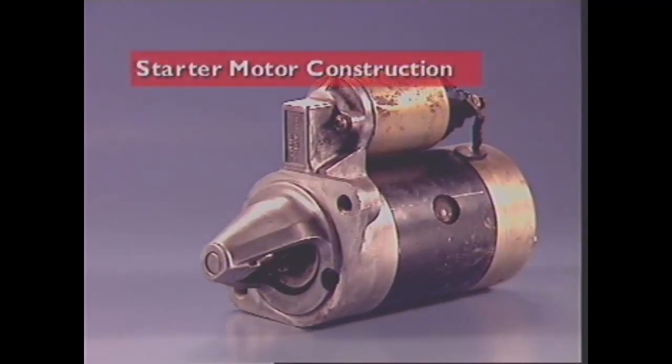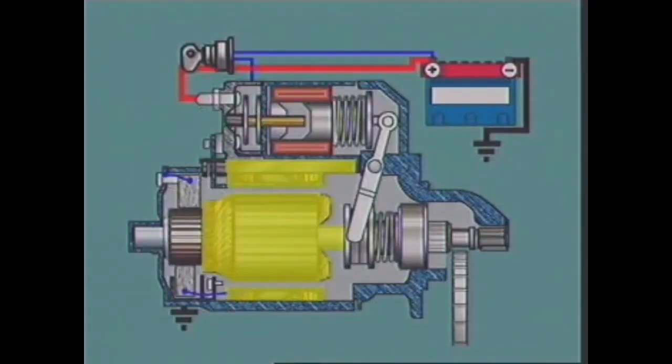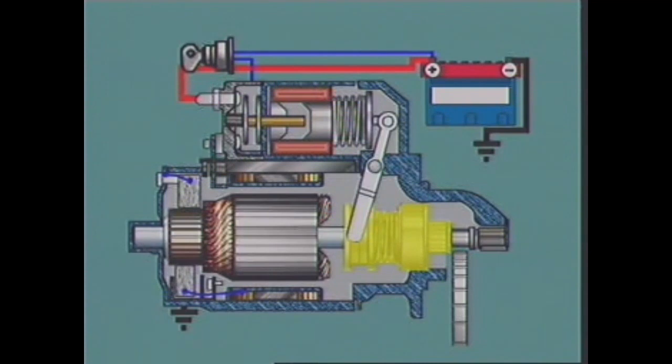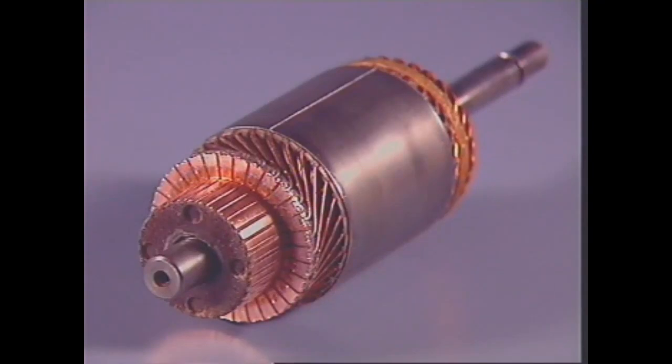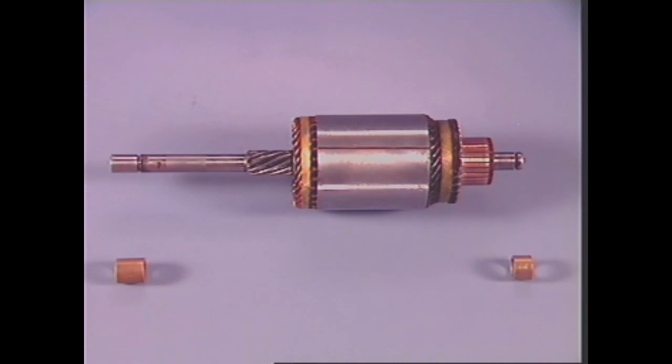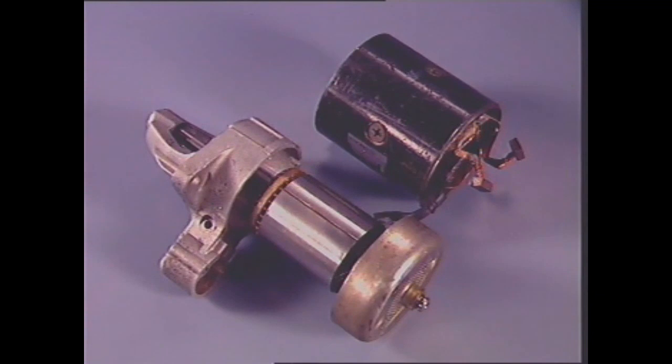This section examines starter motor construction. A basic starter motor consists of a direct current motor, a drive pinion with an overrunning clutch, and a drive pinion engagement solenoid and shift fork. The armature is the revolving component of the direct current motor. The armature shaft is supported at each end by bushes pressed into end frames, which locate the armature centrally in the outer casing or yoke of the motor.